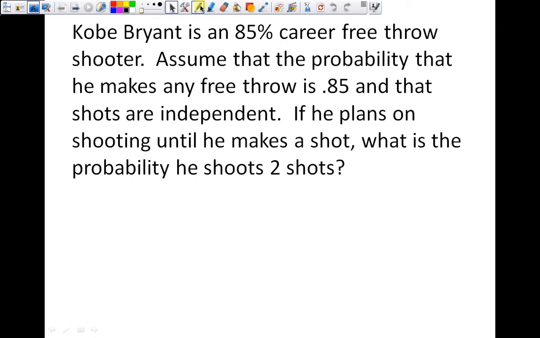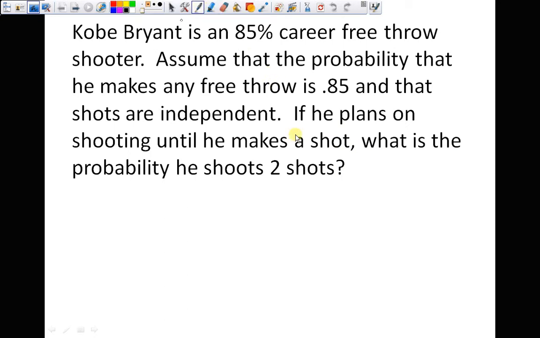Okay. And it says, Kobe Bryant is an 85% career free throw shooter. Assume that the probability that he makes any free throw is 0.85 and that shots are independent. If he plans on shooting until he makes a shot, so making a shot is our success in this example, and there's an 85% chance of success on any shot. What is the probability he shoots 2 shots?